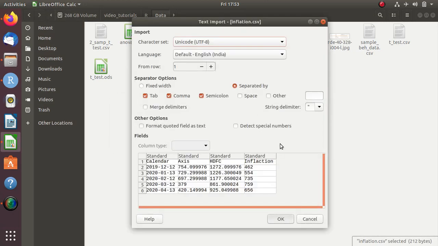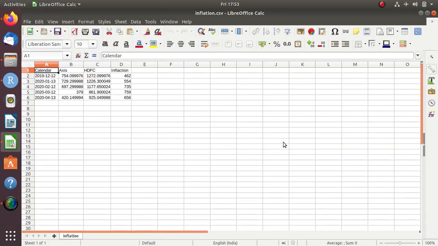I was performing correlation, and this regression is just a continuation of my previous topic, correlation. In my demos related to correlation, I explained how to find the associations between two data sets, namely HDFC and Axis.